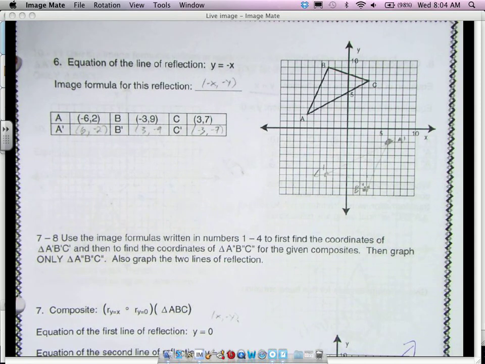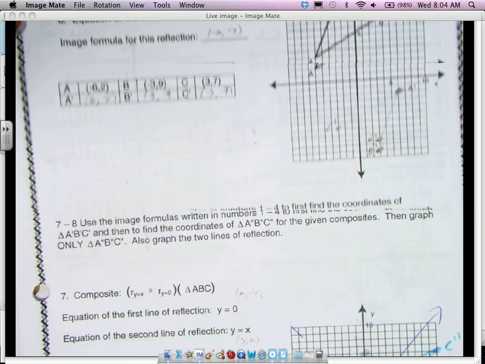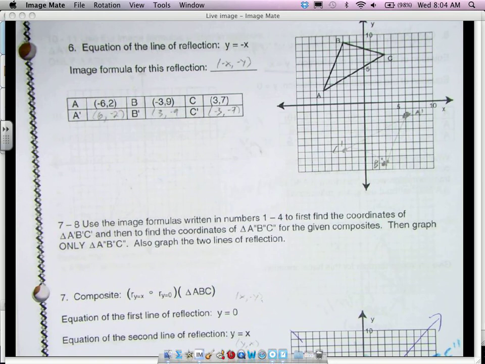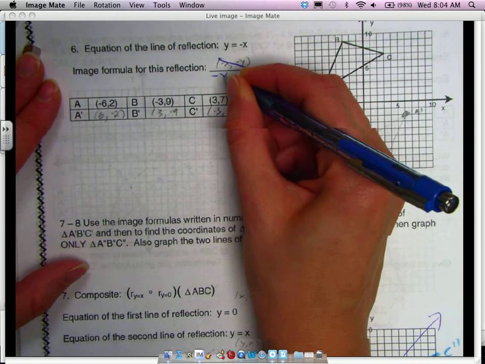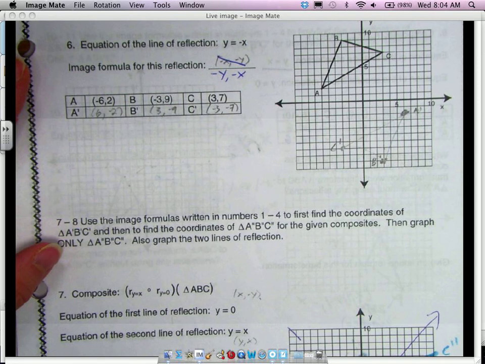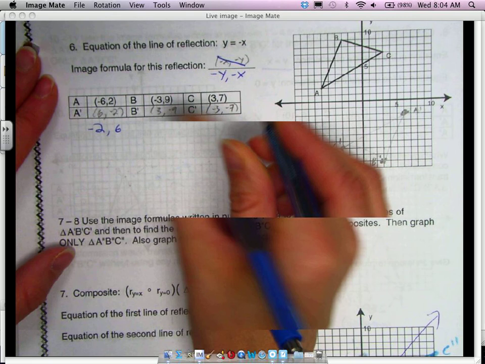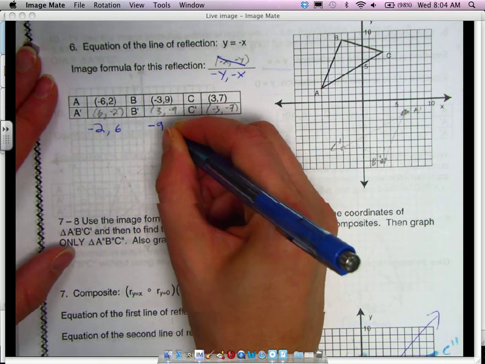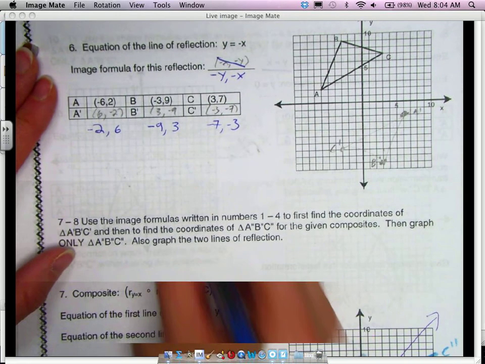All right, number 7. Wait, is that right or wrong? Which number? Number 5. Number 6, I'm sorry. Number 6? What do we think, guys? Do you guys have a different image formula than I do? For 6, this should be -y, -x, right? So it should be -2, 6, -9, 3, and -7, -3, right? Yes, those are the correct answers. So let's put them on there.